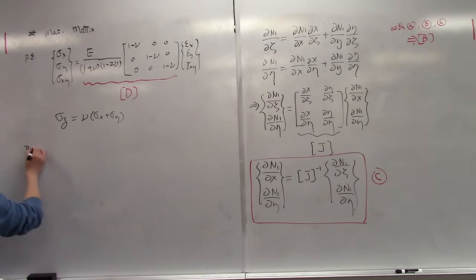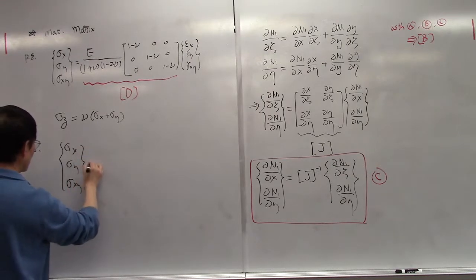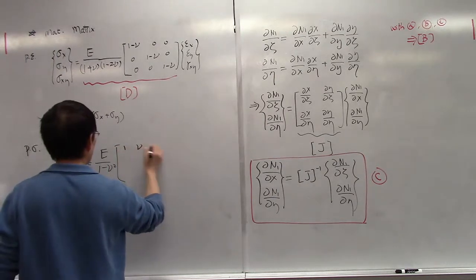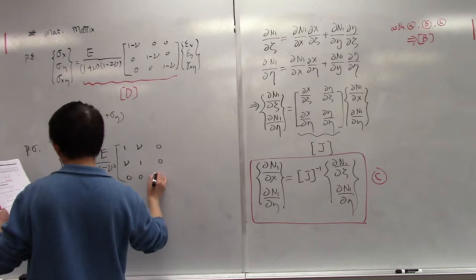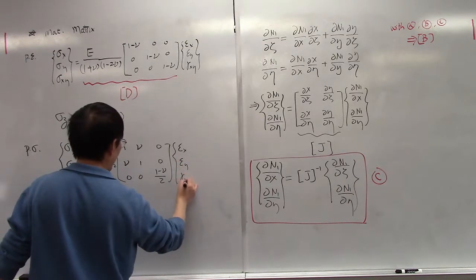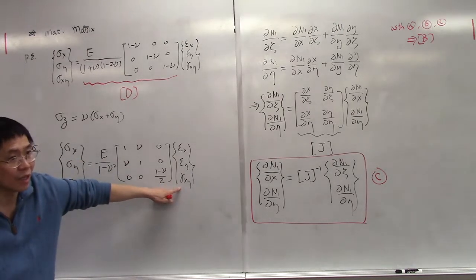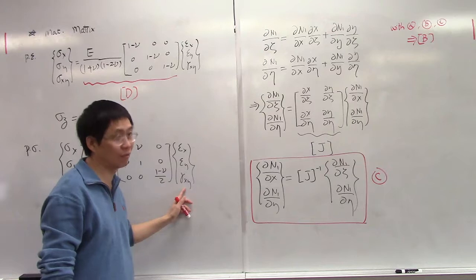All right, for plane stress, now the relationship is this: sigma x, sigma y, sigma xy is linked to E over 1 minus nu squared, and this is 1 nu 0, nu 1 0, 0 0, 1 minus nu over 2, and then epsilon x, epsilon y, gamma xy. Notice that we always use the engineering shear strain, as I explained before, not the tensorial shear strain epsilon xy. Epsilon xy is just half of gamma xy.